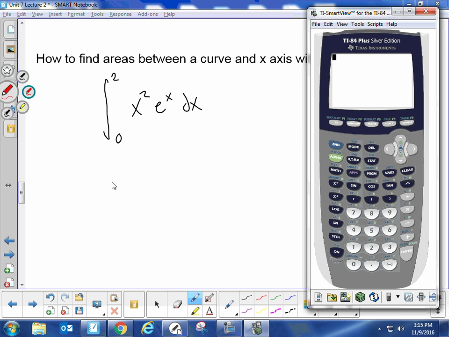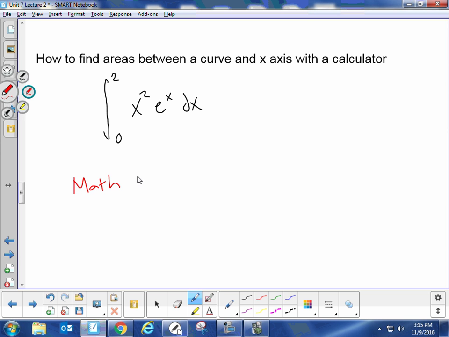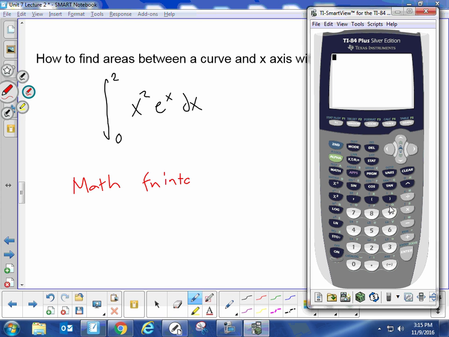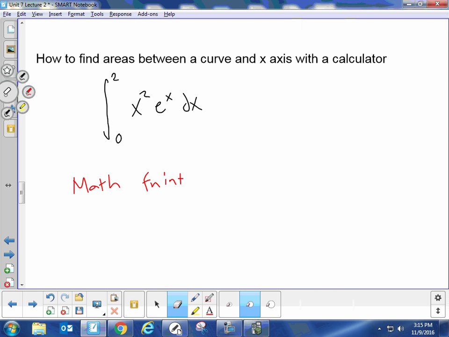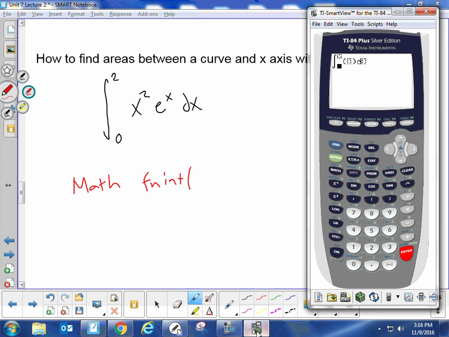Now, how we're going to do this is we're going to go to math, and then we'll go down to 9, which is FNINT. So in your calculator, go to math, go all the way down to 9, and you should see FNINT. Okay, now if you have an older operating system, that will pop up. If you have a newer operating system, you see an integral pop up. Does anybody have an old operating system where the FNINT pops up? You do, Miss Willie.